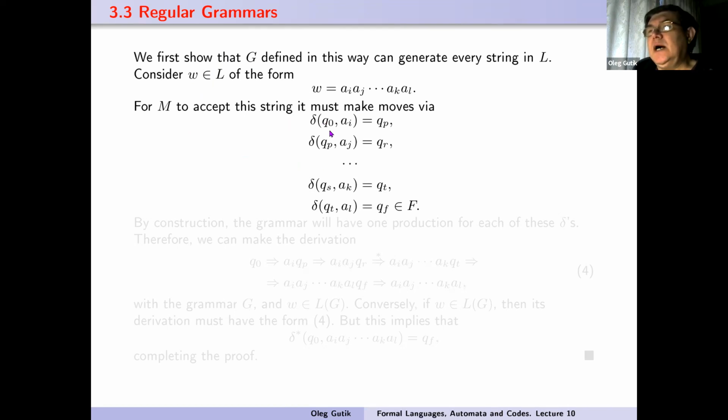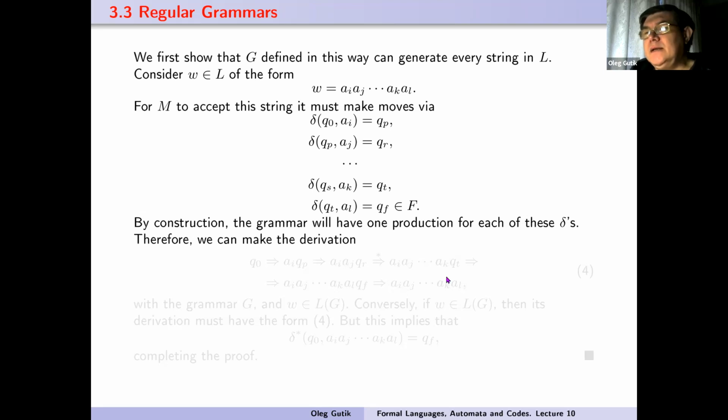Delta of q0, a_i is equal to q_p. Delta of q_p, a_j is equal to q_r, and so on. Delta of q_s, a_k is equal to q_t. Delta of q_t, a_l is equal to q_f, which belongs to the final states F. By construction, the grammar will have one production for each of these deltas.